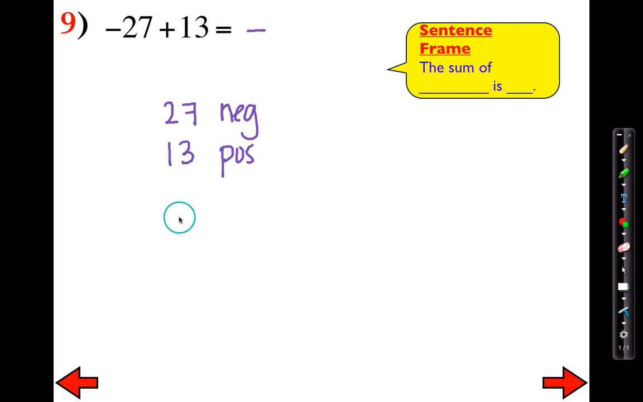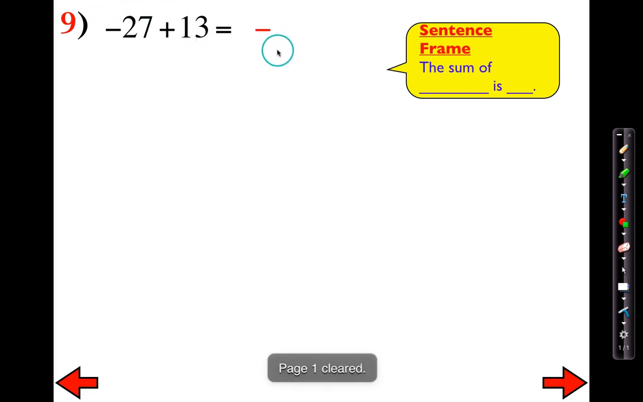So now, once again, you're going to compare. How many more negatives are there in comparison to positives? Well, in order to do that, we need to find the difference. So let's go ahead and subtract them. 7 minus 3 is 4. 2 minus 1 is 1. So I'm left with a negative 14. So here to answer the question, I would say the sum of a negative 27 and 13 is negative 14.